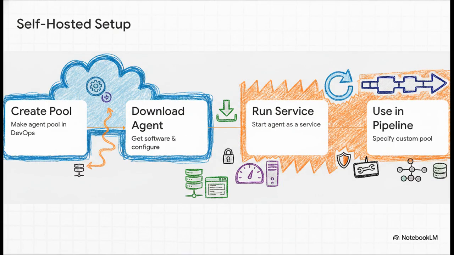Conversely, setting up a self-hosted agent is definitely a bit more hands-on. First, you create an agent pool in Azure DevOps. Then, you actually have to download the agent software onto your local machine. You configure that software, authenticate it with a personal access token, and then run the agent as a local background service. Finally, you point your pipeline to that specific custom pool. It's more work up front, for sure, but the payoff, it lets your automated tests run securely behind your own corporate firewall using your exact existing infrastructure.